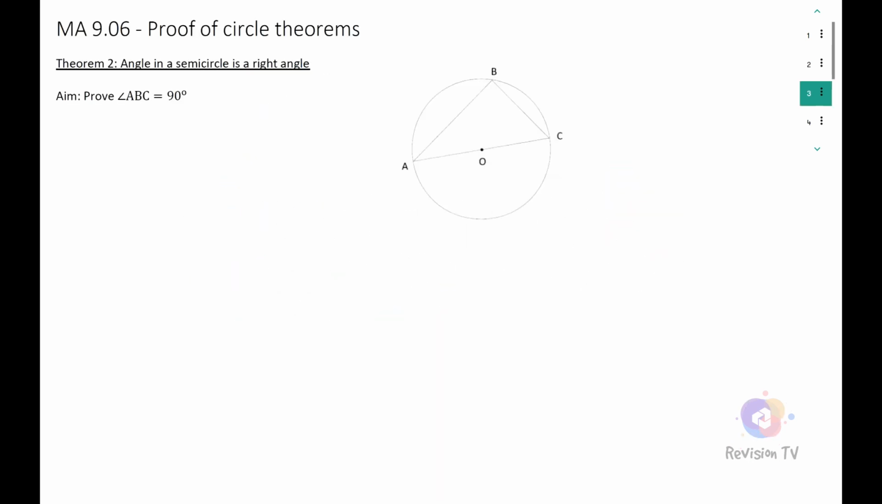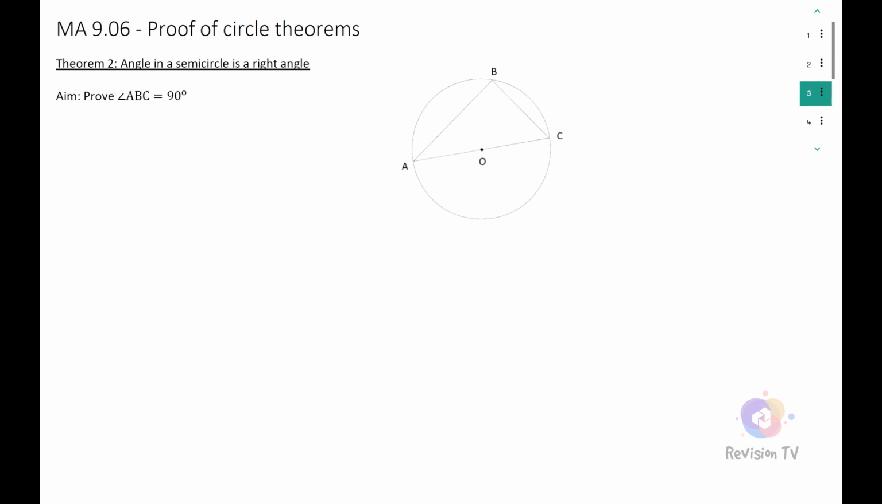Next one, theorem number 2. Angle in a semicircle is a right angle. So what we're trying to prove is the angle ABC is a right angle in there. Now I'm going to rub it off because I don't want to confuse you into assuming there's a right angle. Yes, we know it's a right angle, but we're trying to prove it.